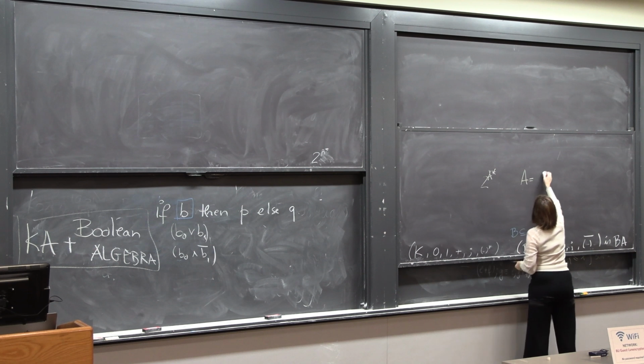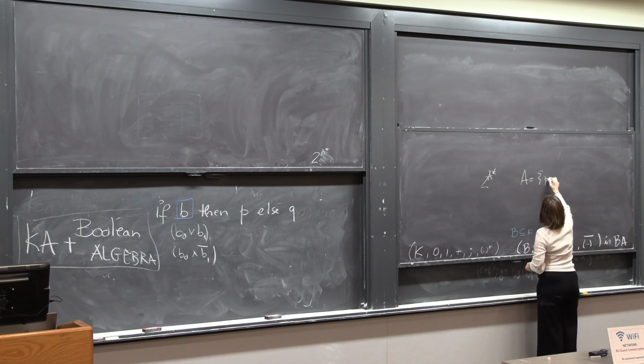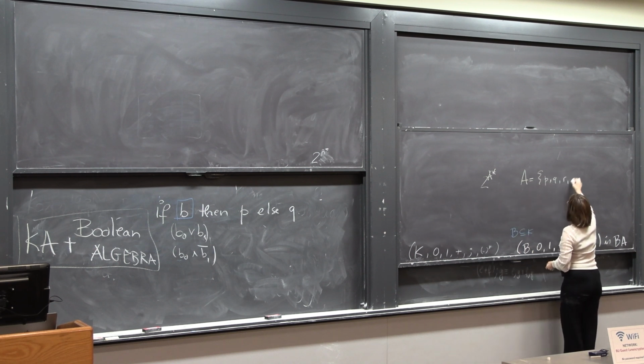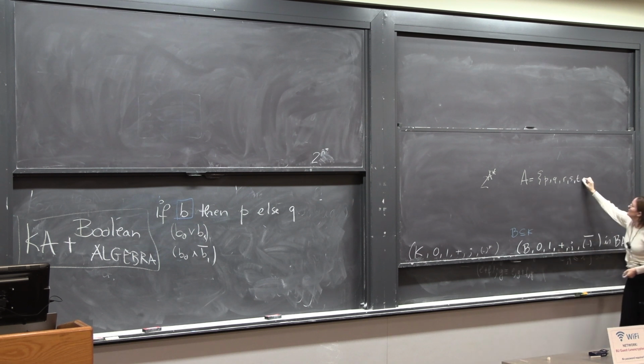Inside this set A, I have P, Q, and then a finite number of letters that I'm going to color red. For each of them, I'm going to make sure they have a barred friend. This is just syntax. I'm just reserving a bunch of letters and calling them that.